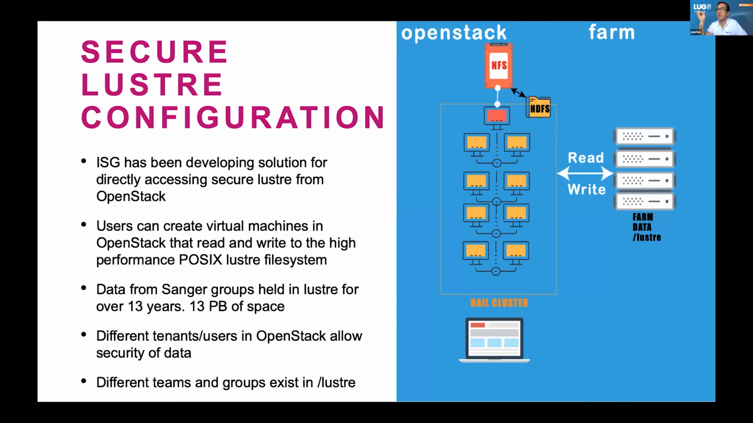And this is a very big breakthrough because, as I said, all of our data is on the Lustre system, and it's been there for over 13 years. There are 30 petabytes of data there available for research analysis. So the ability to quickly access that and write and read directly is really helping us. There are different tenants and users in OpenStack that allow security of the data. And similarly, there are different teams and groups in Lustre that provide security of the data depending on the group that wants to access it.